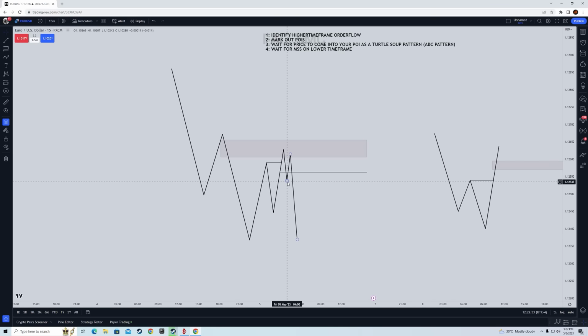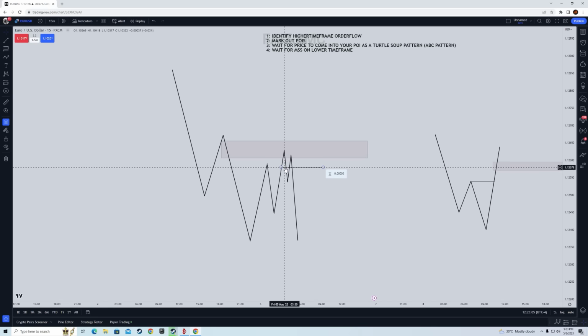A low probability market structure is when you are simply looking for a market structure shift when price comes back into your POI on a lower time frame. So let's say price comes back into your POI. There was a structure here, actually here above the A-leg high. Price breaks that structure, comes back into your POI, and that is your entry right there, and boom.